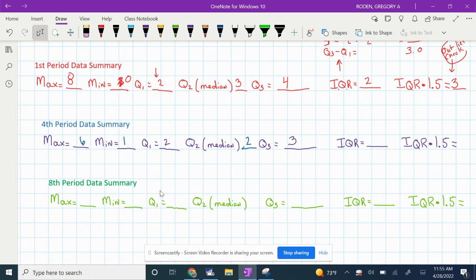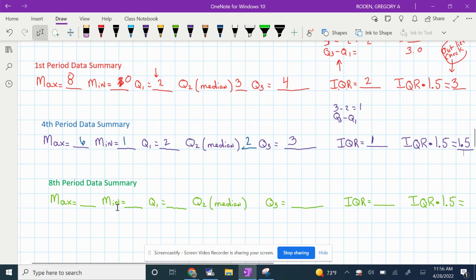Now, let's figure out what my IQR is. My IQR is Q3 minus Q1. In this case, Q3 is 3 and Q1 is 2. So 3 minus 2 equals 1. So we know that my IQR is 1. And then my IQR times 1.5, well, 1 times 1.5 is 1.5. So anything over 1.5 spaces away from the upper or lower quartile is an outlier.